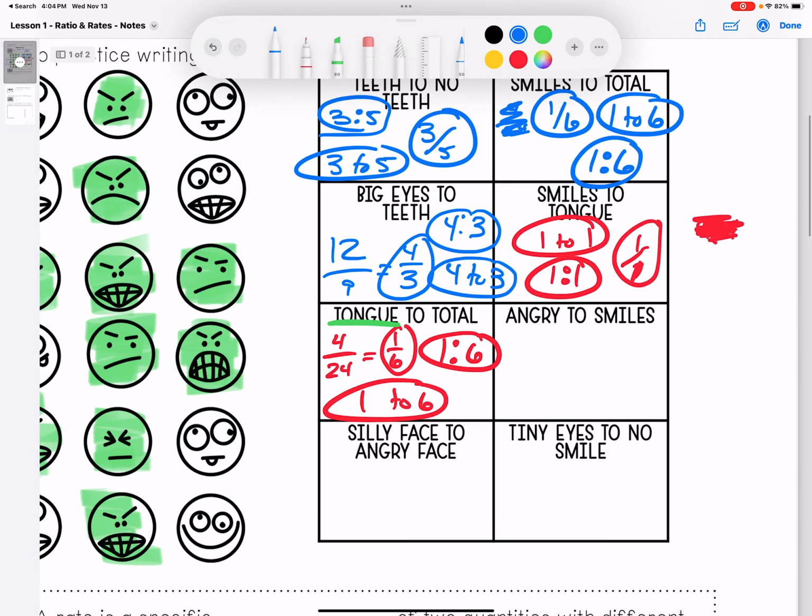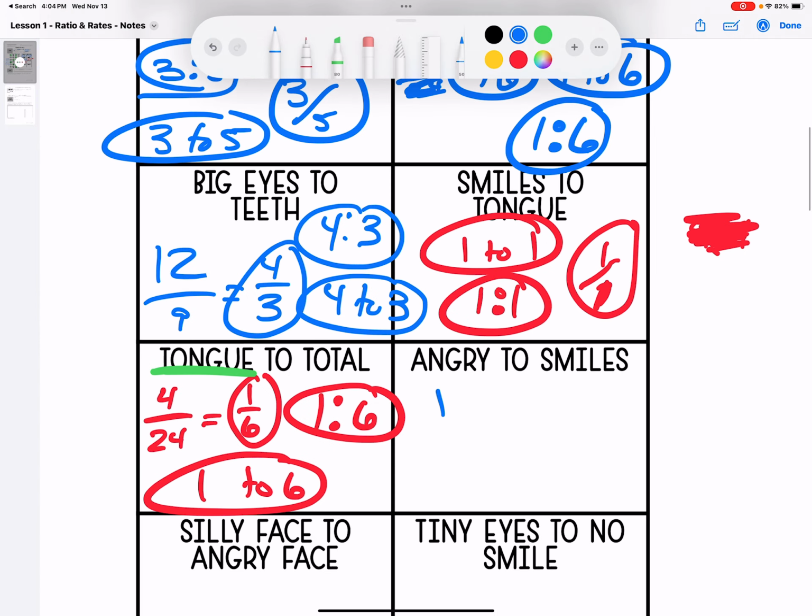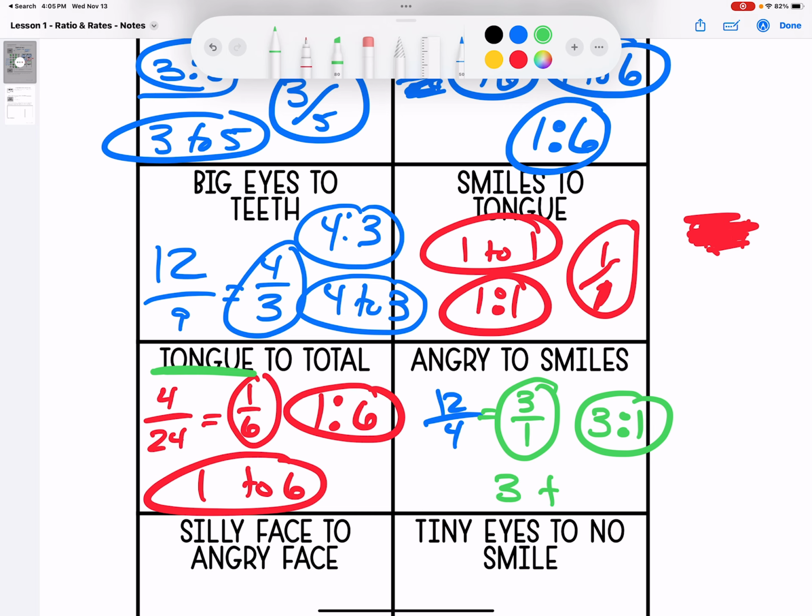Angries to smiles is 12 to 4. That will simplify. Both will go into 4, so it simplifies into 3 over 1. And then it goes 3 colon 1 and 3 to 1.